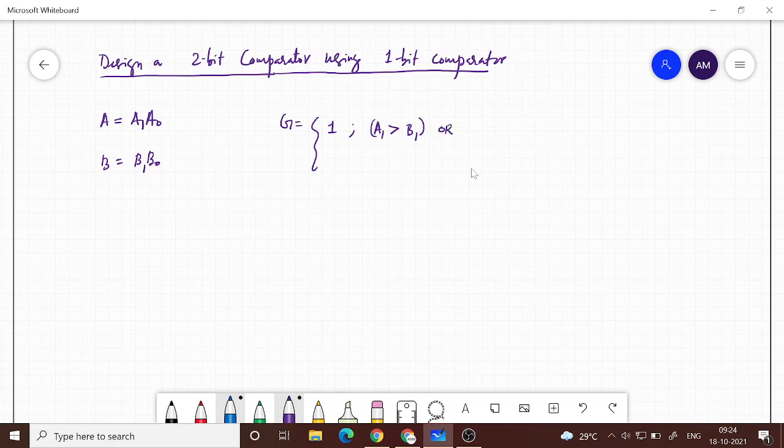Or you could have another case where A1 is equal to B1 and A0 is greater than B0. So this is the second way in which G can be 1. And in all other cases we have G equal to 0.